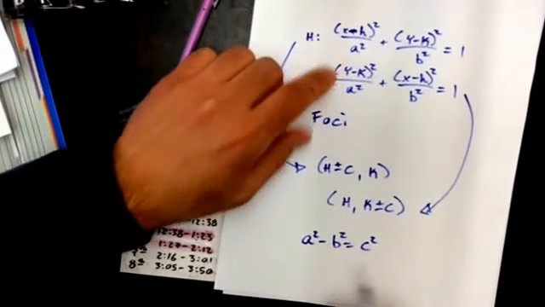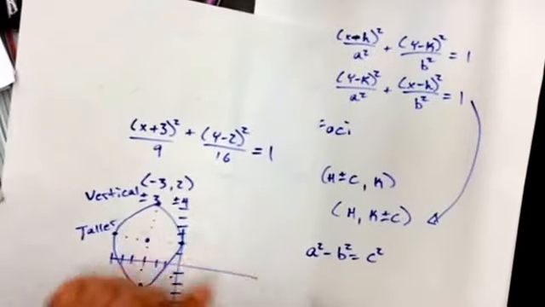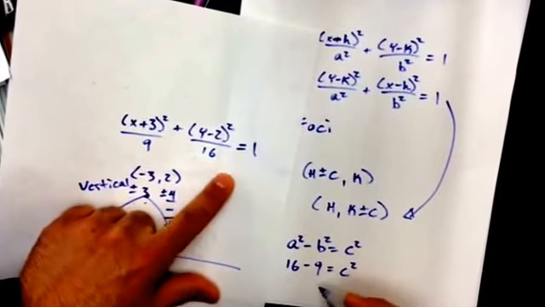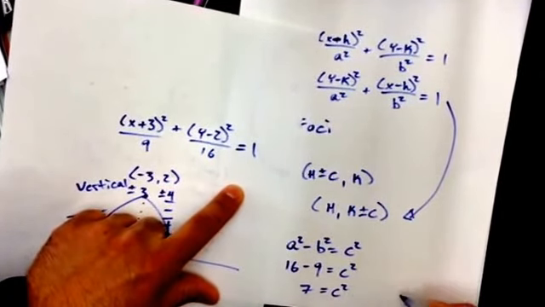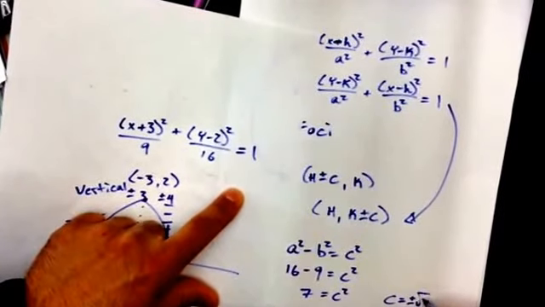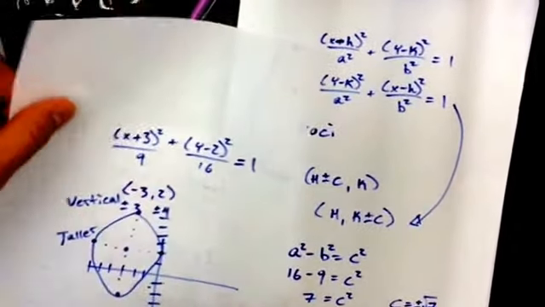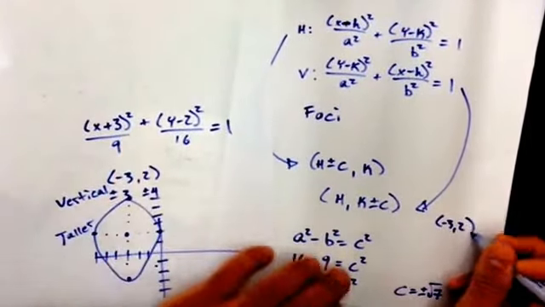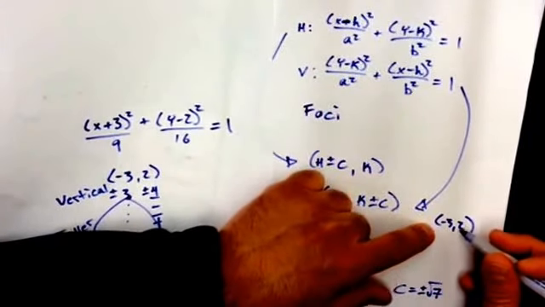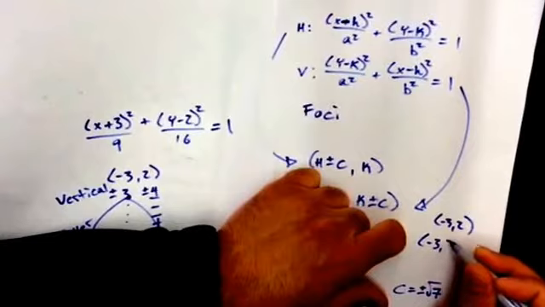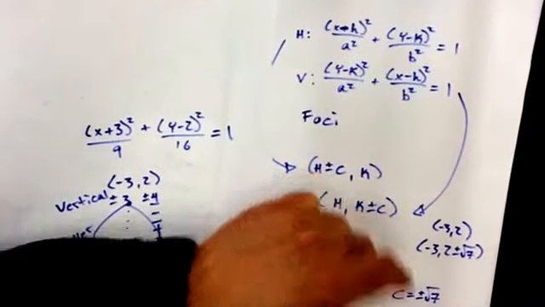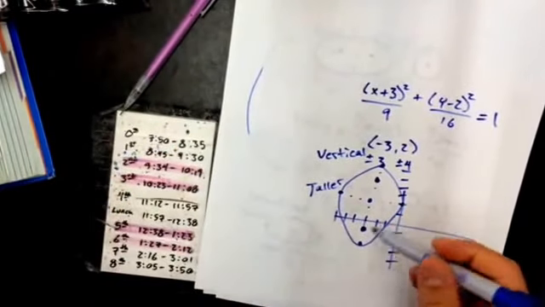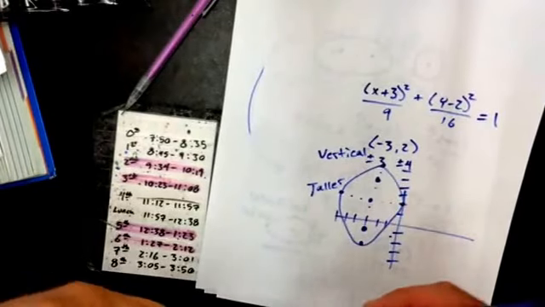So what do we need to do here? Well, on the example that I just did, I'm going to use 16 minus 9 equals c squared. 16 minus 9 is 7. So c equals plus or minus the square root of 7. So what does that mean? Well, that means to our center, negative 3 comma 2, I'm going to add and subtract the square root of 7 to the 2. So negative 3, 2 plus or minus the square root of 7. And that's going to give me these points inside of this that have an equidistant relationship to every point on this ellipse. That's what those are for.